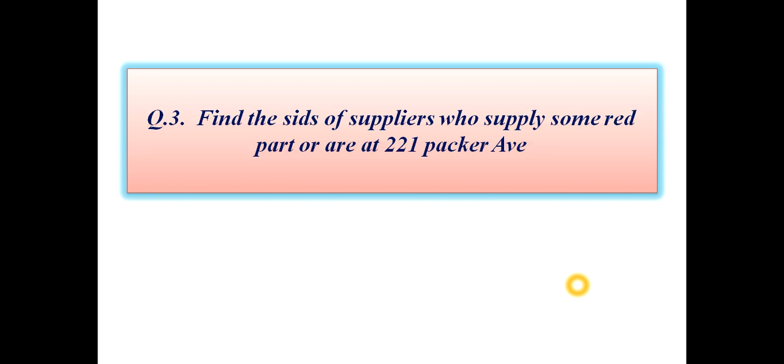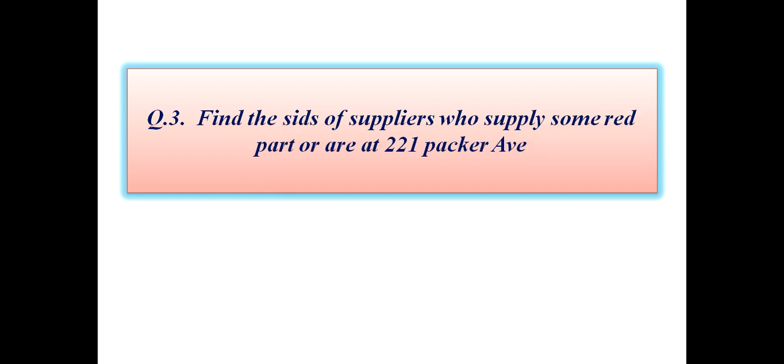In the last lecture, I asked you a numerical problem: find the SIDs of suppliers who supply some red part or are at 221 Pecker Ave, or you can take any address like, say, Bora Zorhat. I have seen that most of you tried to solve this problem and got the correct answer. I'm very happy with your efforts. Now I'm going to show you the solution in this lecture.